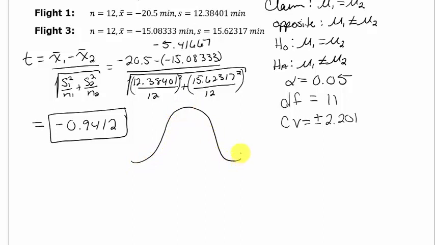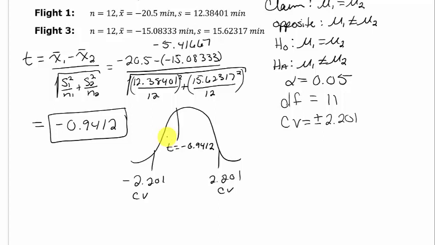So now we could make our graph. Our critical values are negative 2.201 and positive 2.201. And our test statistic is negative 0.9412. Be careful of the number of decimal places. Again, when you're entering things into MyStatLab, it's really picky. Sometimes it'll want 3 decimal places, sometimes it'll want more. So just be careful and make sure that you're reading how many decimal places you need to give in MyStatLab.